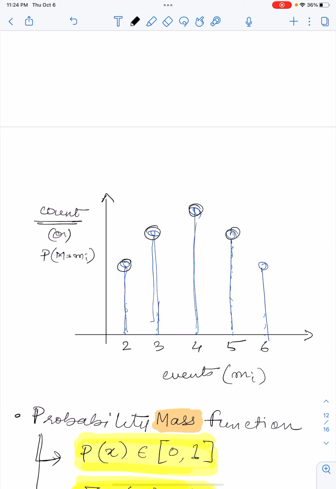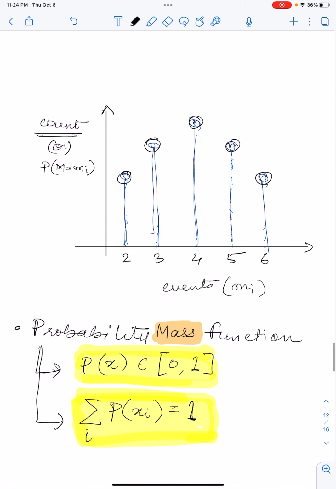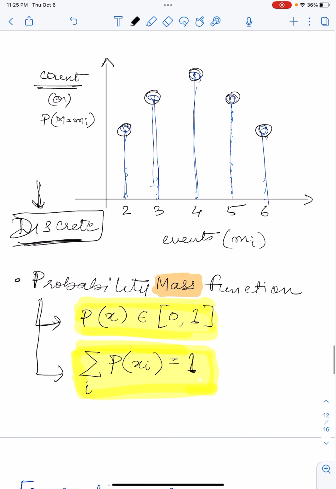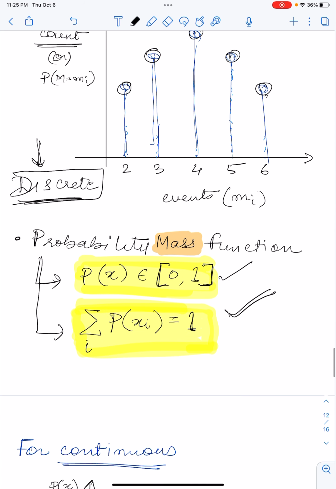And intuitively this distribution could be anything. This is for discrete values, because these are finite values that are possibly being assigned to m. So this is known as the probability mass function, and we have these two properties: these probabilities will always be in the range of 0 to 1, and if we sum them all, it will be equal to 1.